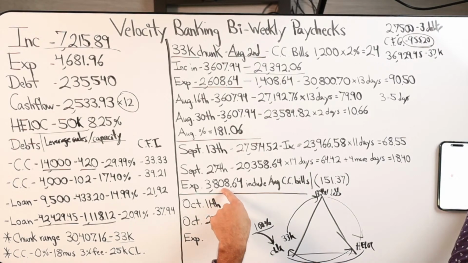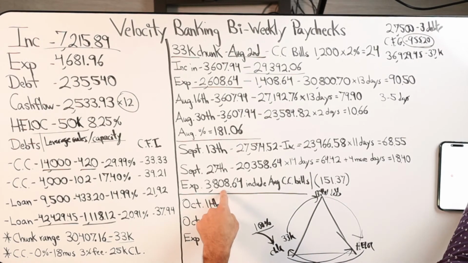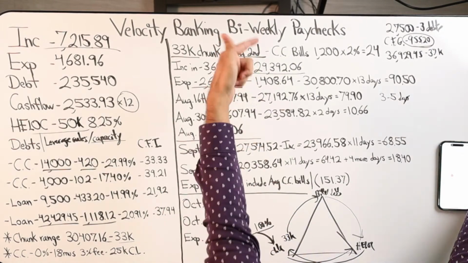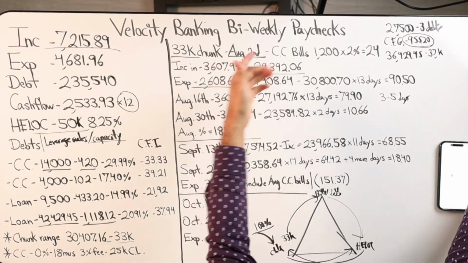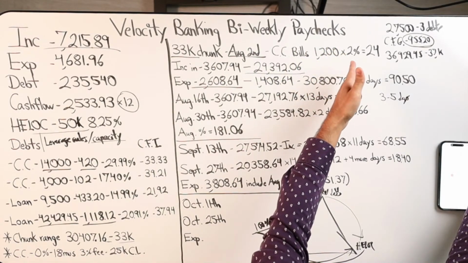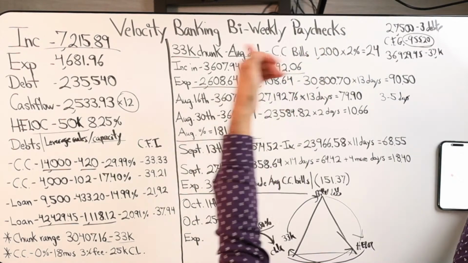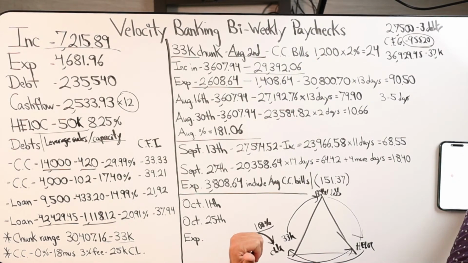Notice how I'm showing expenses at 3,808.64. Why is that? Because I'm including August credit card bills. Remember how we ran $1,200 on the card? Okay, well that card is not going to be owed until September, right?